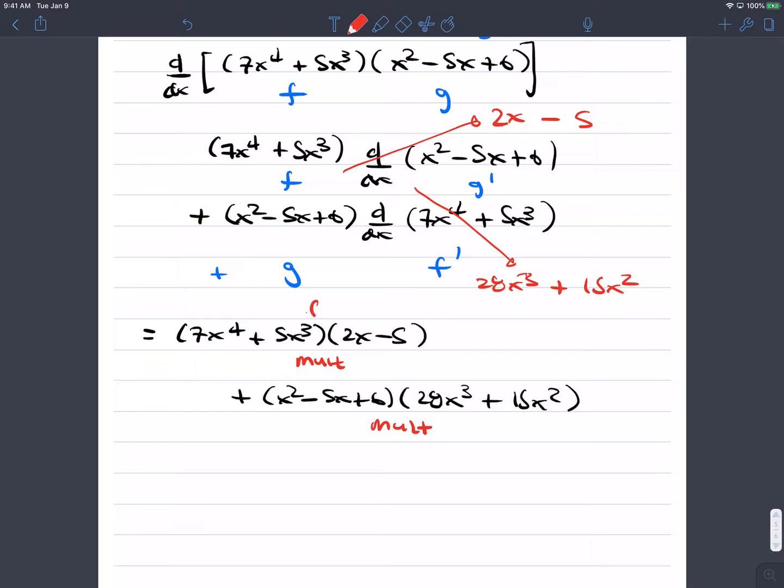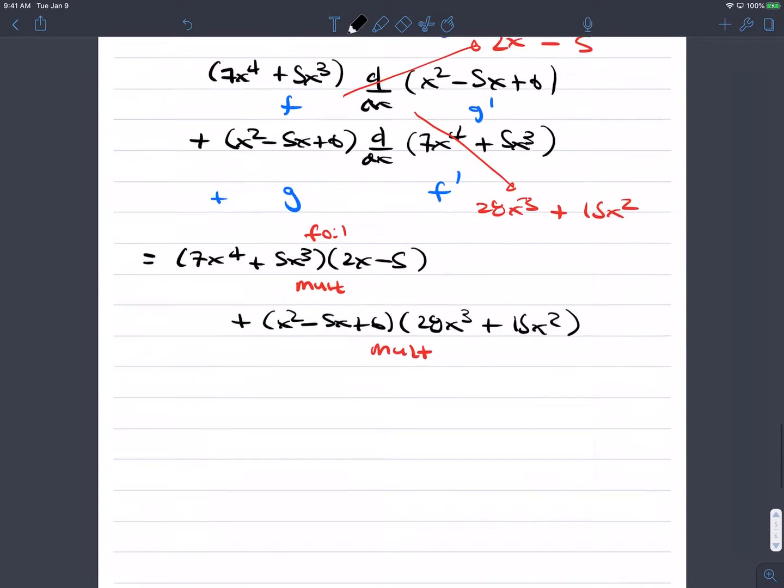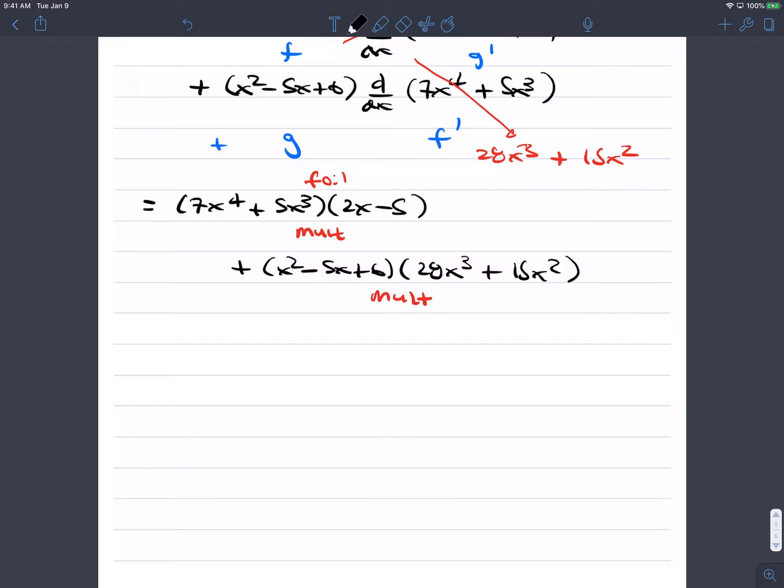Now, this will be by FOIL. So we're going to have to be very careful here with our multiplication. It's going to be a little bit of work. So let's just be careful. And I'll do the first one FOIL here. So first terms, 14x to the fifth. Outer terms, minus 35x to the fourth. Inner terms, plus 10x to the fourth. And last term, minus 25x cubed.